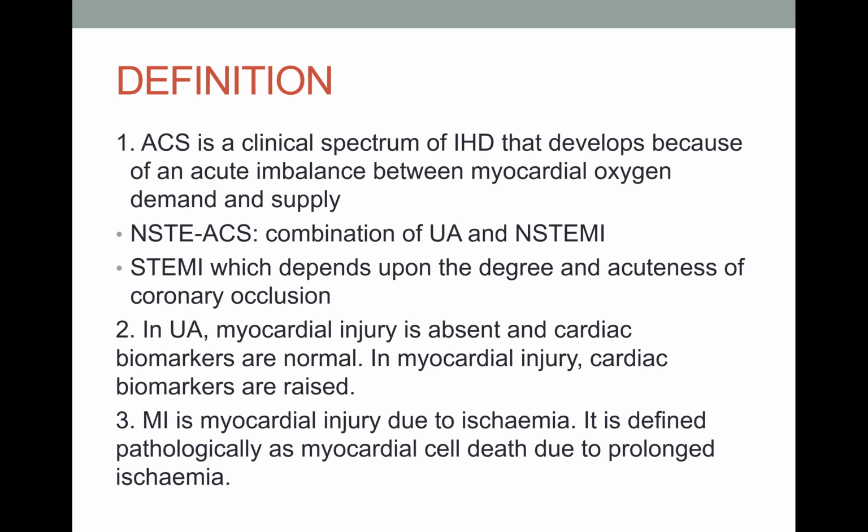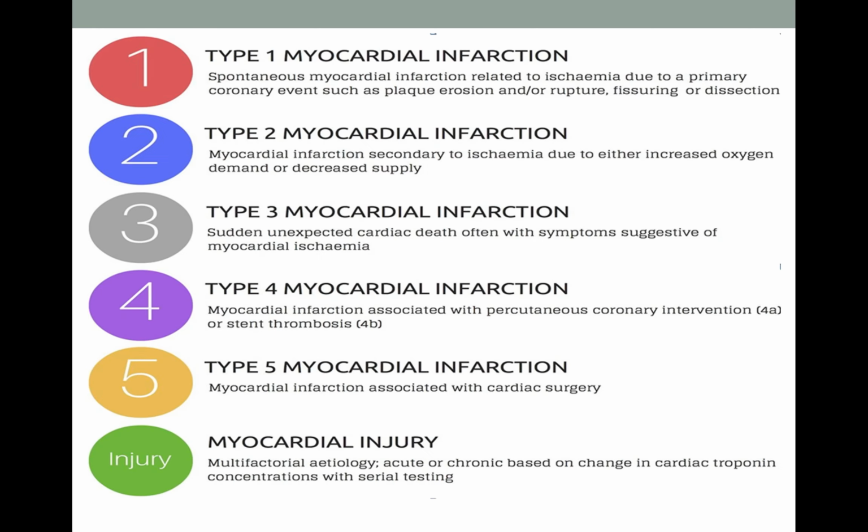And in unstable angina, myocardial injury is absent, so troponin would be normal, cardiac biomarkers would be normal. For MI, it's a myocardial injury, so troponins will be raised, and it's due to ischemia. Pathologically, MI is defined as prolonged ischemia causing myocardial cell death. And clinically, it's divided into non-STEMI ACS or STEMI.